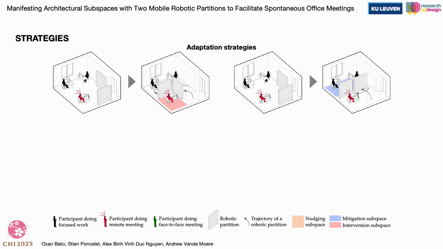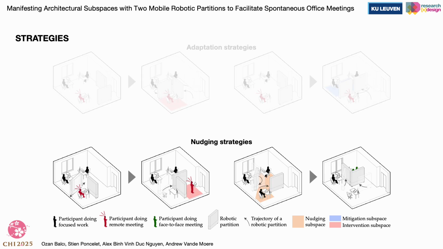To manifest and close subspaces, we implemented 4 architectural strategies under 2 different groups. First, we have the adaptation strategies, which were designed to address distractions caused by spontaneous meetings. Next, we have the nudging strategies. These were designed to encourage workers having spontaneous meetings to relocate.